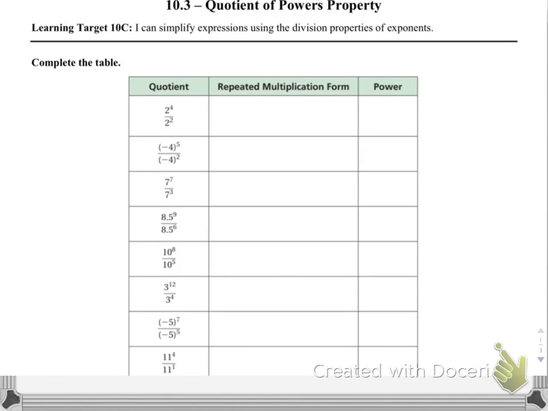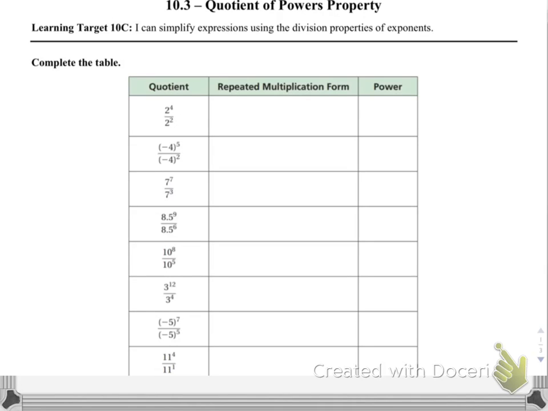Okay, class, as we start 10.3, we are looking towards learning target 10C. It says, I can simplify expressions using the division properties of exponents. So I've incorporated the activity from the book onto the first page of notes, just because I think it would be pretty helpful. So I'm going to get you started just on the first one here, and then you can kind of fill in the rest of the table.